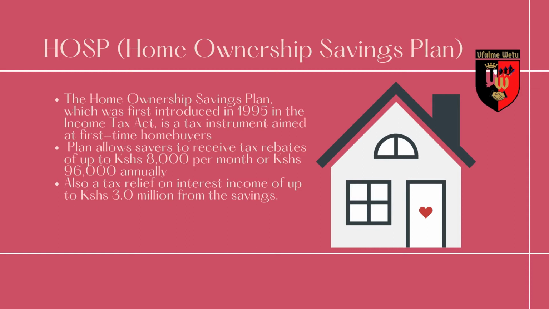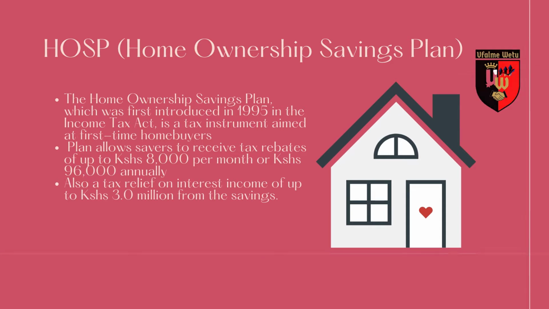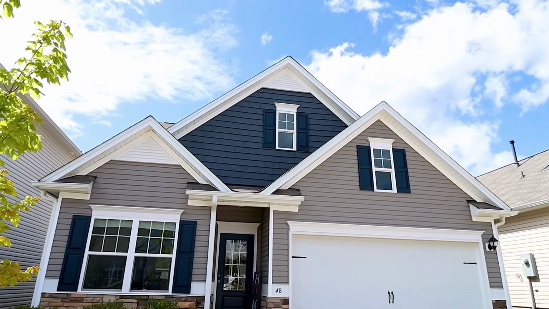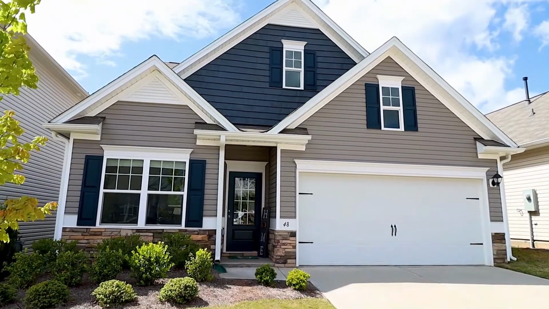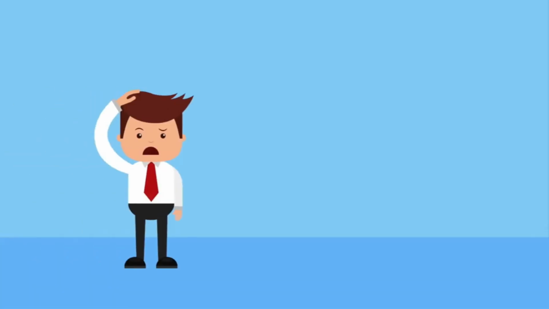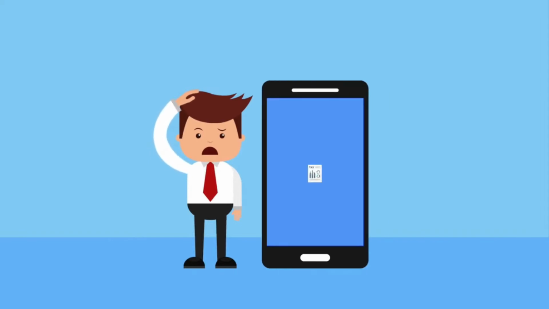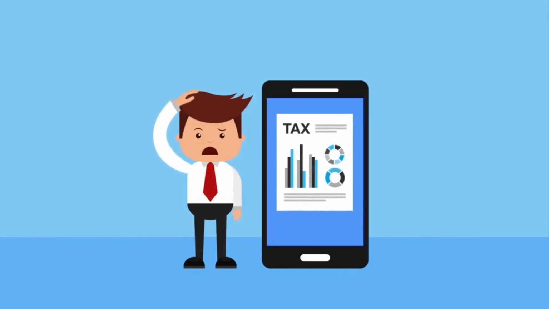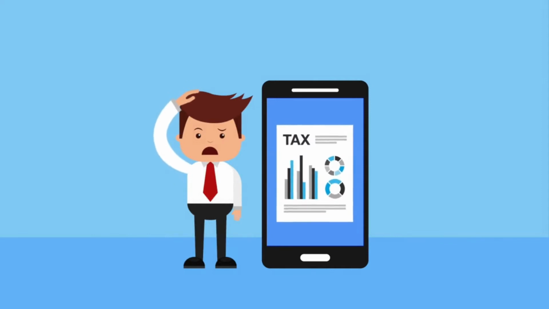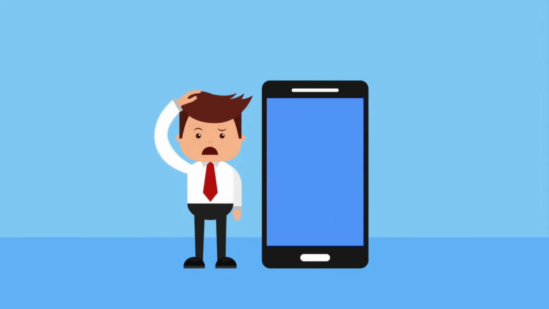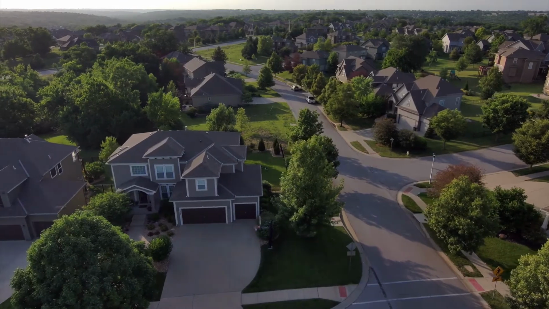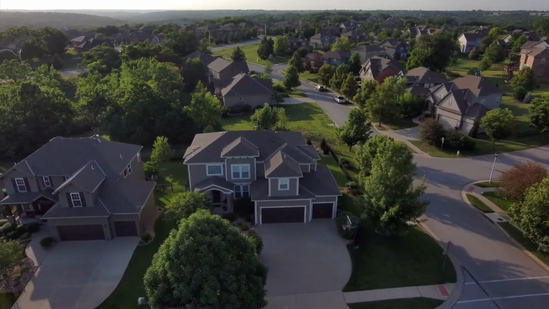The home ownership savings plan was first introduced in 1995 in the Income Tax Act as a tax instrument aimed at first-time home buyers, in which saving for a maximum of 10 years with a registered HOSP allows subscribers to receive tax rebates of up to 8,000 per month or 96,000 per year, as well as tax relief on interest income from the investment of up to 3 million shillings.